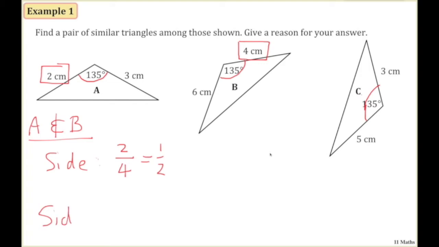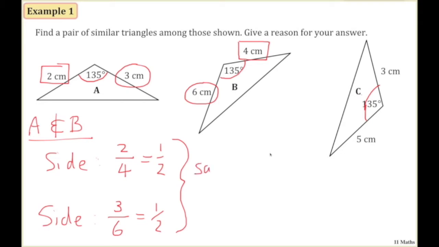Now let's look at a different pair of sides. Let's try looking at the longer side that we know on triangle A and the slightly longer side we know on triangle B, 3 and 6. If we compare those 2 sides, 3 over 6 also cancels to a half. Well, look at that. They are in the same proportion.